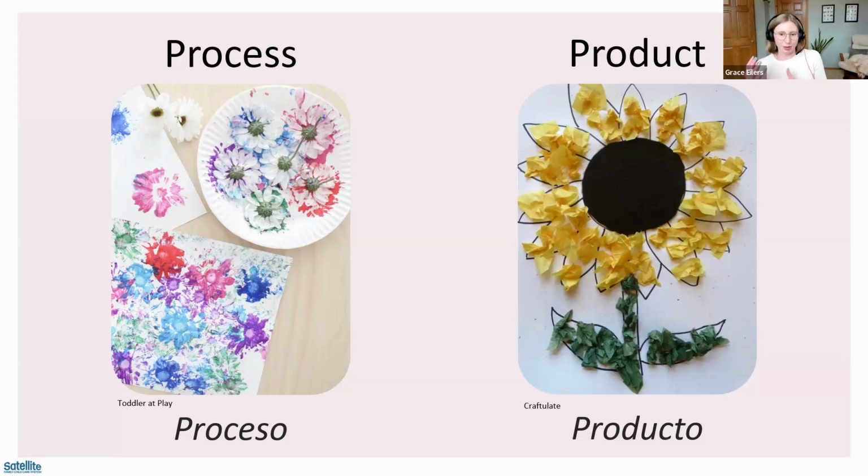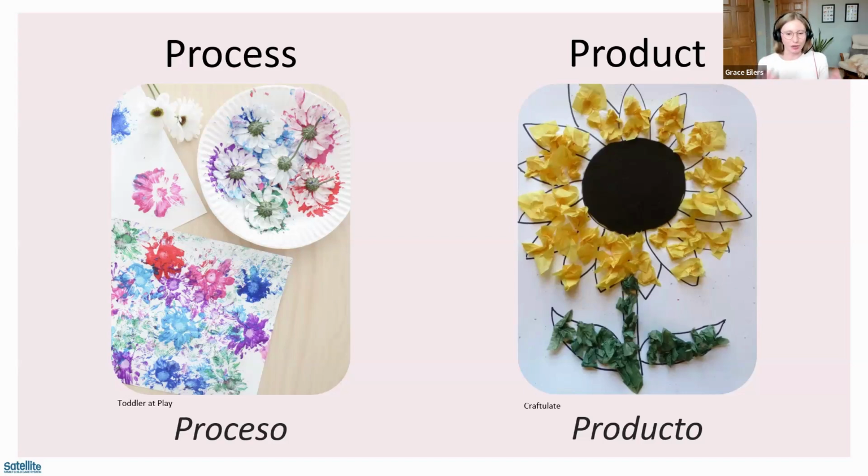So on the right, this is what we would call more product-oriented art. Children were given an outline of a flower and directions. Yellow goes on the petals, green goes on the stem. There is not a lot of room for creativity and self-expression on this one. And then on the left, this is a flower art experience that is more process-oriented.